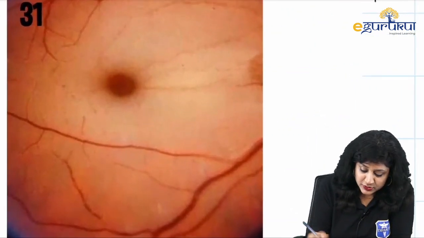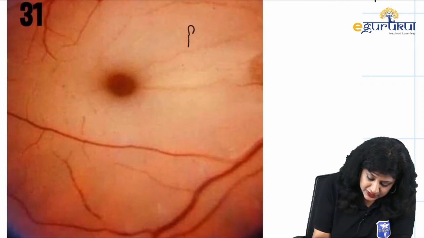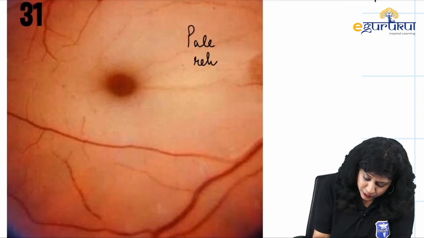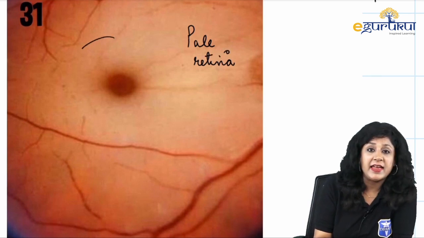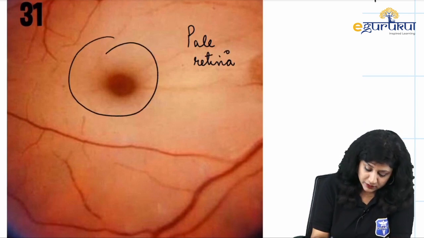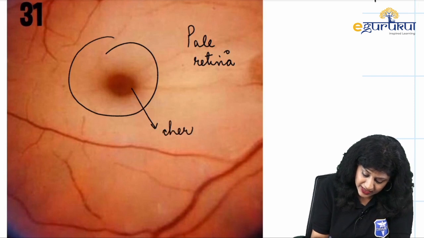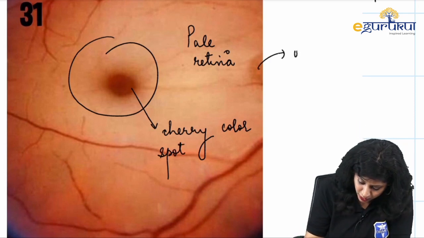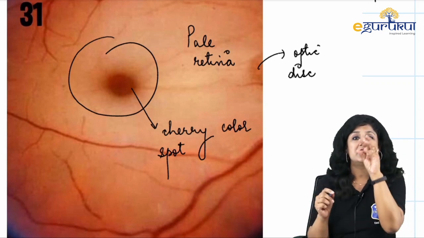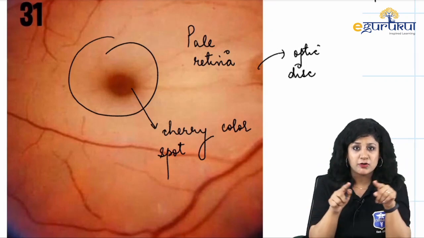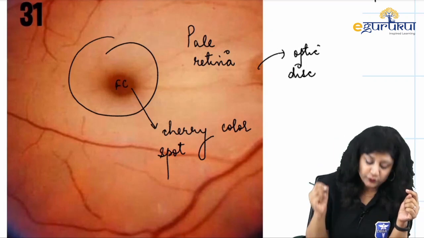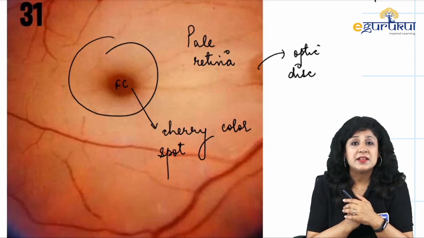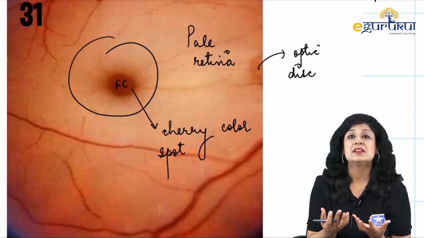So let us try to see what are the things we are able to see. This is your pale retina. We are able to see the pale retina here, and here I am able to see a dark spot which is cherry color. So this is actually the cherry color spot which is seen towards the temporal side, because this is your optic disc. Okay, so that means I am seeing this cherry color spot towards the macula, in the center of macula. So this area is your fovea centralis. So that means the retina is not getting the blood supply. It is a pale retina.